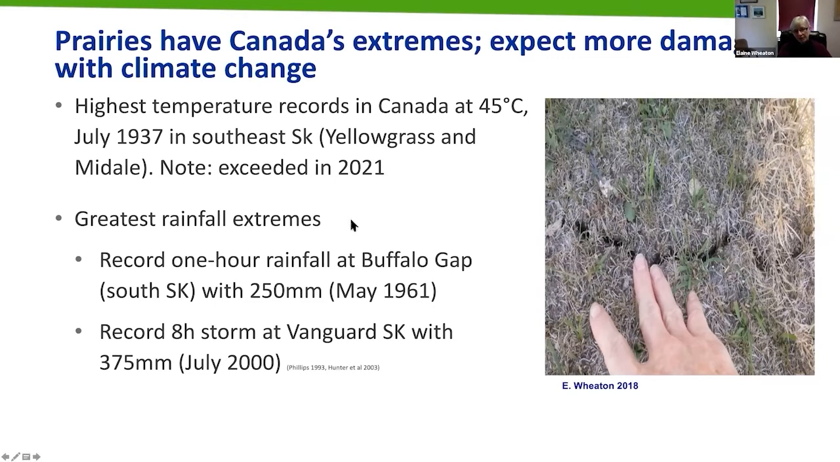So the question is, what will happen to our rainfall extremes? It's only a matter of short time before these current extremes at Buffalo Gap and Vanguard are going to be exceeded. And look at how amazing these are. 250 millimeters in 1 hour, more than the whole annual precipitation in 8 hours for Vanguard. Just a good thing that didn't happen at a city. Would have been quite the problem.